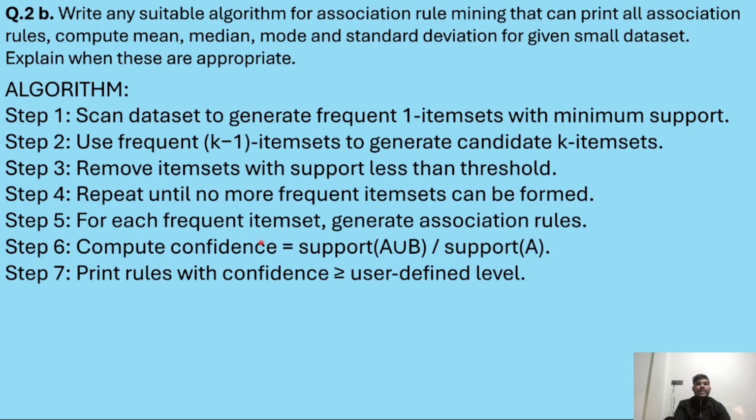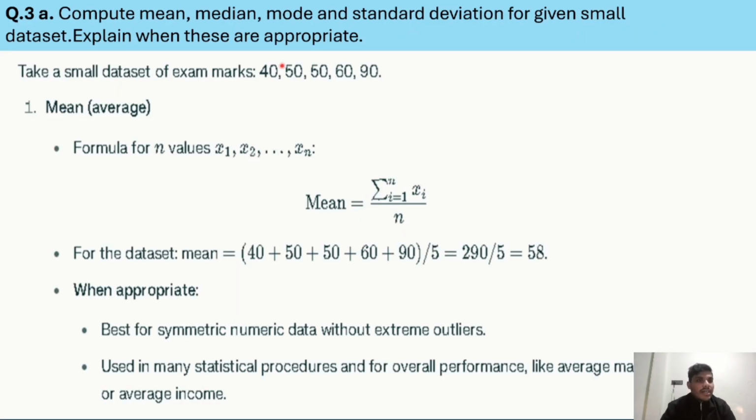Step 5, for each frequent item set, generate association rules. Step 6, compute confidence equals support of A union B upon support of A. Step 7, print rules with confidence above the user defined level. Question number 3 A part: compute mean, median, mode, and standard deviation for a given small data set. Explain when these are appropriate.